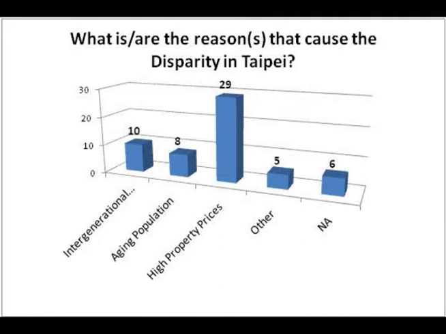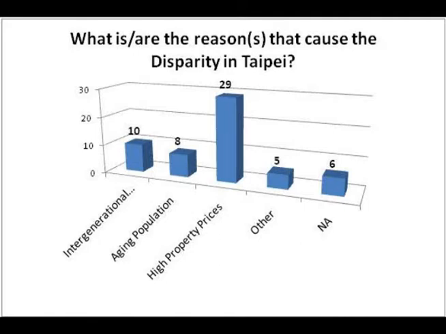There are 5 reasons for that, and another one is N/A. We gave them 3 reasons for that. One is intergenerational, the next one is aging population, and the first one is high property prices. The most concerning is the high property prices from our questionnaire, with 29 respondents answering this. So in terms of opinions, Taiwanese think that the high property prices are causing the disparity in Taipei.